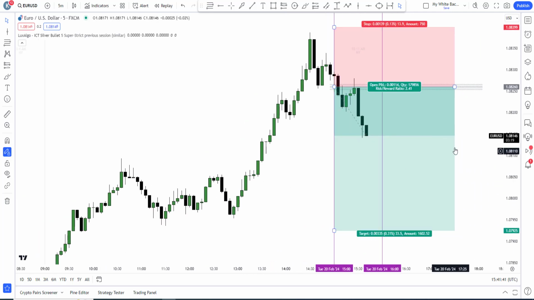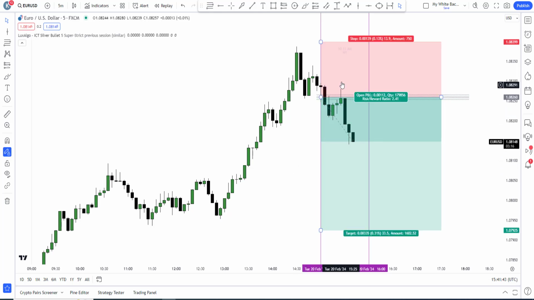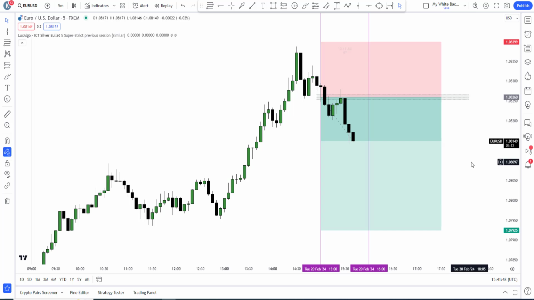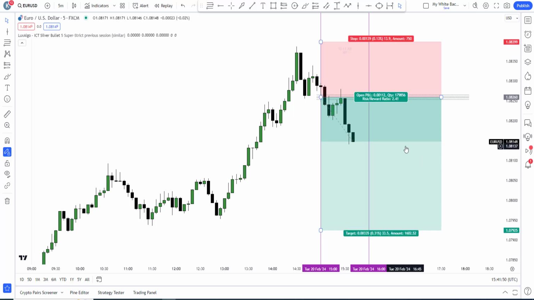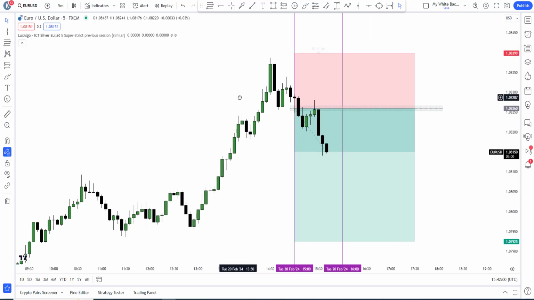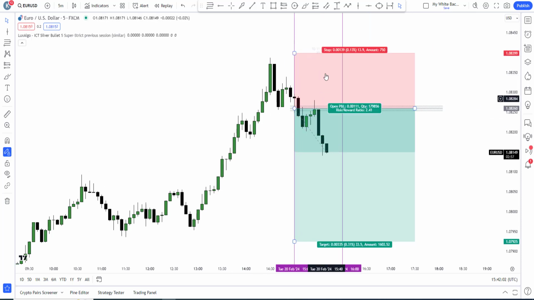So I came here, and this is the silver bullet time. Now, this is what ICT said: you just need some kind of a shift in market structure. It can be from outside or within that time. This particular silver bullet time is the one for 10 a.m. to 11 a.m. New York time. Make sure you do that, because the indicator will delineate it automatically for you.